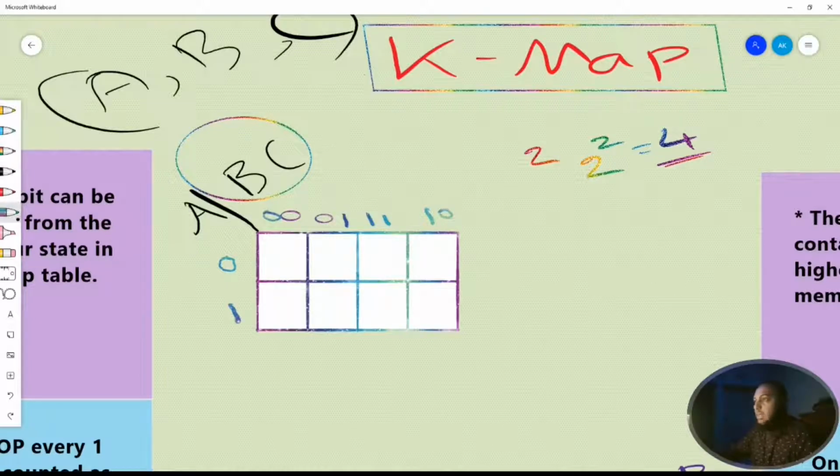From the third state to the fourth state, we can see B remains the same but C changes from 1 to 0, and again from the fourth state to the first state, C doesn't change, it remains 0, but B changes from 1 to 0. That means only one bit is different. So the first and fourth states differ by only one bit. That means the fourth state and the first state are neighbors.